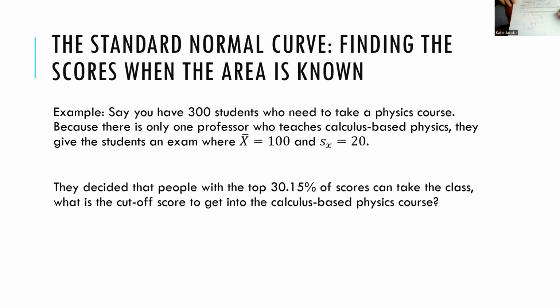So we're saying that we want to know what the top 30.15% of scores are so they can take this class. And we know the area under our curve. So let's write out our z-score formula. Or do we not? What do we do first? How do we get this information? So we have the area under the curve. I completely messed that up without trying to do it wrong. But how do we do that?